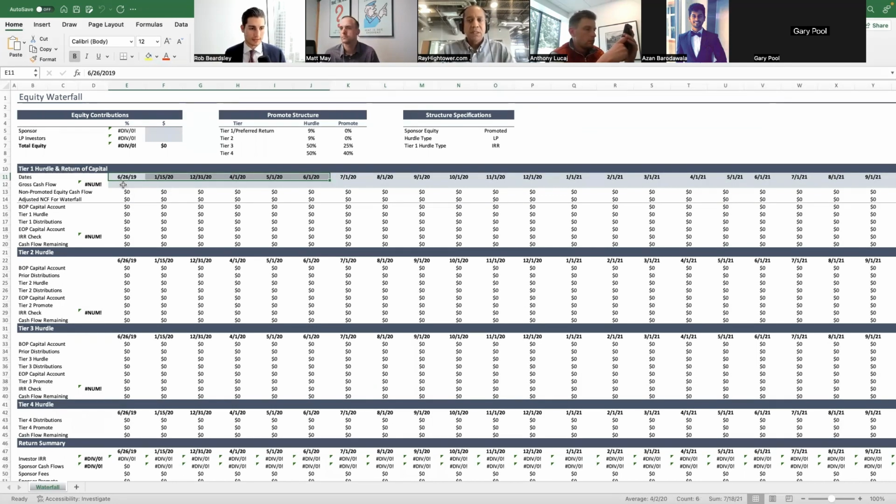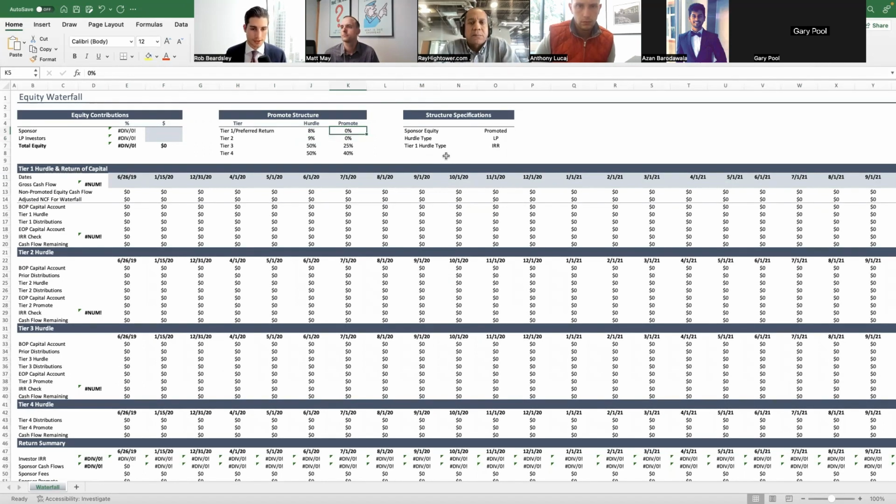And again, just as a reminder, with this spreadsheet you can plug in the promote structure. So you could say, okay, we want to do an 8 pref, and here we have 4 tiers to play with. So you could do more stuff. If you so choose, you could do a more complicated waterfall. You could, for example, do an 8 pref, which of course, if a pref is in place, then there's no promote. That's the definition of a pref.